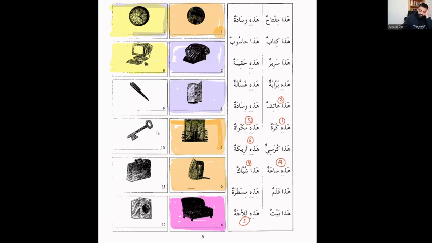So I want the one with the hasubun. The second one. Yeah, hasubun, very good. MashaAllah. Okay, so that's number 8. And then number 9 is qalam.